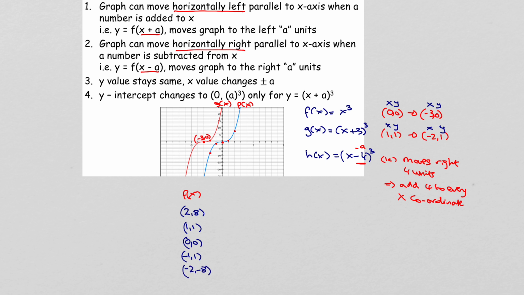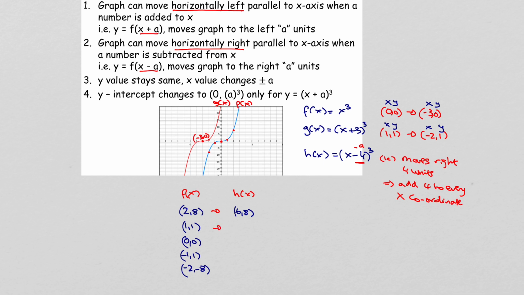So therefore my new function h of x, I'm shifting it right 4 units, which means I'm going to add 4 to every x coordinate. So therefore 2, 4 would become 6, 8. So the y value is staying the same. 1, 1 would become 5, 1. 0, 0 would become 4, 0. Minus 1, 1 would become 3, 1. And minus 2, minus 8 would become 2, minus 8.